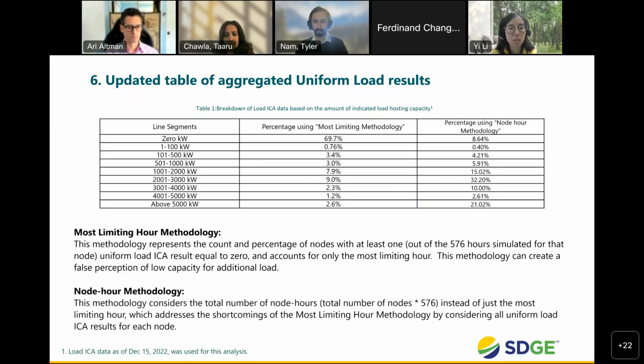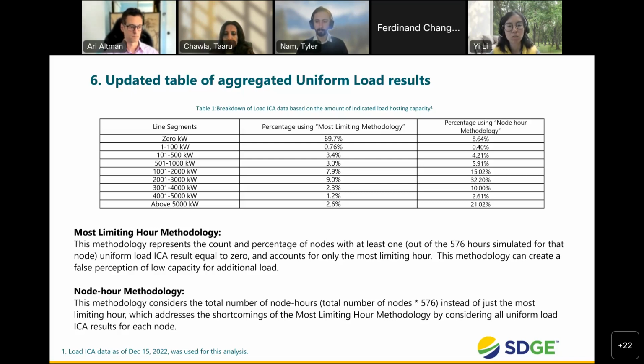The node hour methodology here is not changing the methodology within the ICA analysis. What we're doing is, when we're looking at the ICA results, we look at every single node and every single hour across the 576 and compile how many of these results have capacity in the 0 kW, and then bucket it into this percentage. So it's not really changing the uniform load results.